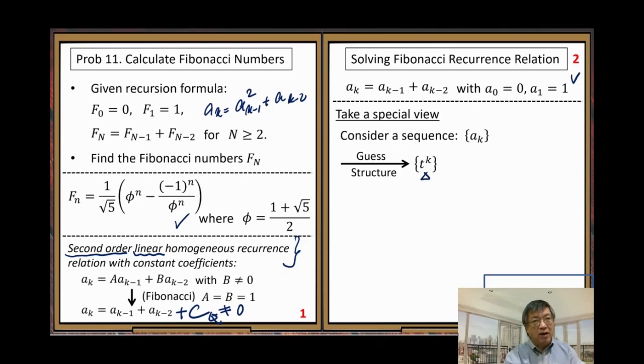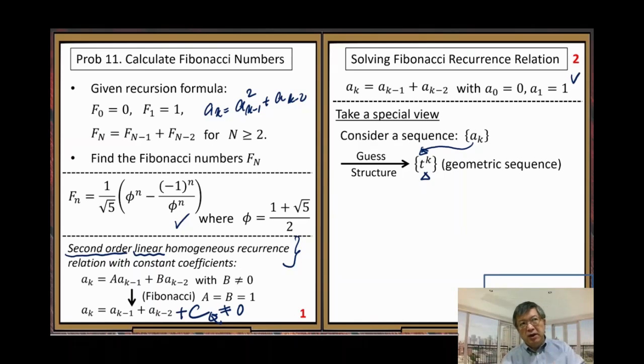T to the kth power. Can we guess A sub k takes t to the kth power? You may feel it's not easy to make that guess, right? Yeah. Here we use the geometric sequence. It may not be easy to connect to geometric sequence, right? How do you explain that?